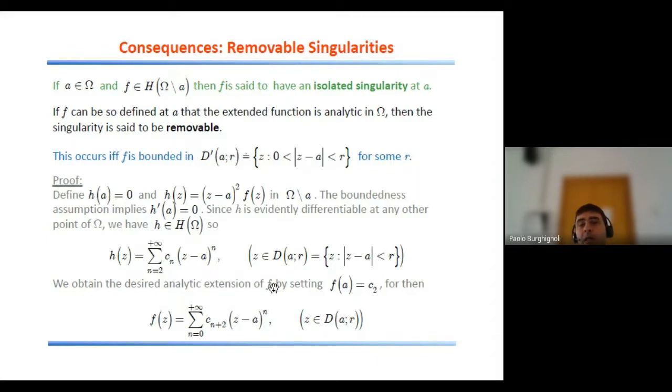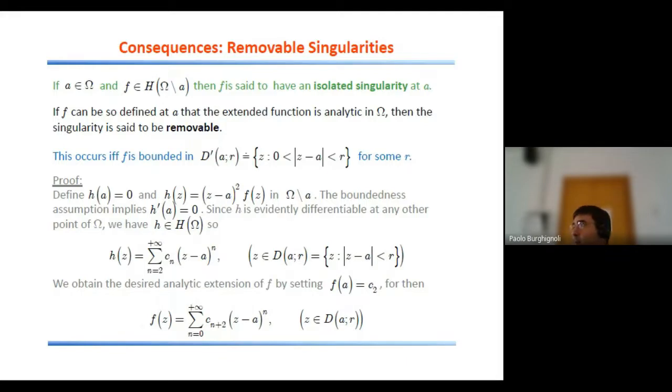The analytic extension of our function is obtained by setting the value of the function at the center of the disk to be equal to C2, so the first of those infinite coefficients, and then shifting the coefficients by 2, so to define f as a sum of this power series, where n now goes from 0 to infinity, and the coefficient is now C sub n plus 2. Okay, so this is our analytic extension of a function in the neighborhood of a removable singularity.